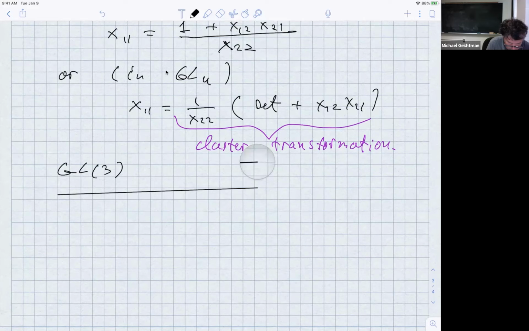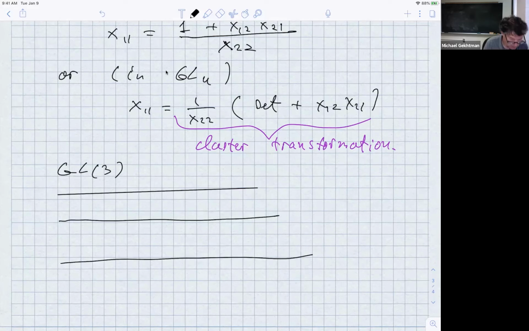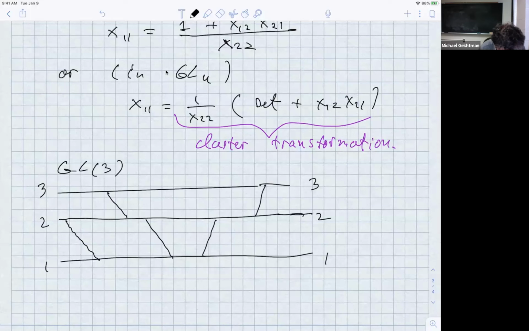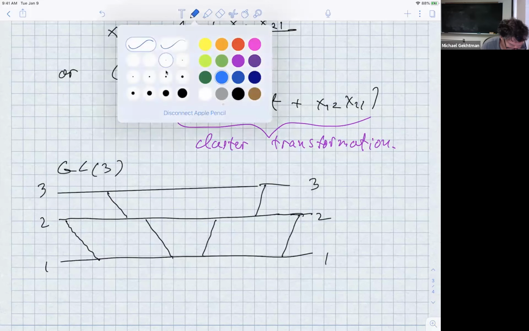I will just draw a similar picture. So this will be a picture describing a generic 3 by 3 matrix, 1, 2, 3, 1, 2, 3, again following work of Berenstein, Fomin, and Zelevinsky. And so let me use this factorization now. 1, 2, 3, and 1, 2, 3. And so how should we view it? So I can view each little piece. So let me separate them.